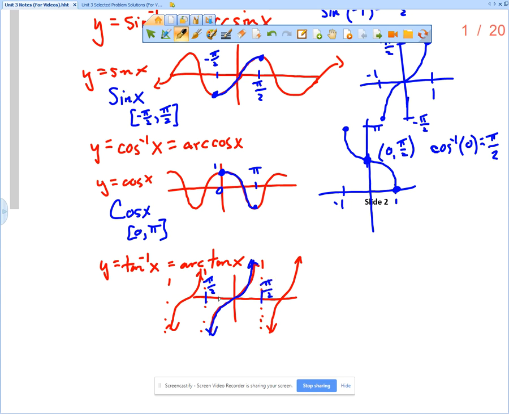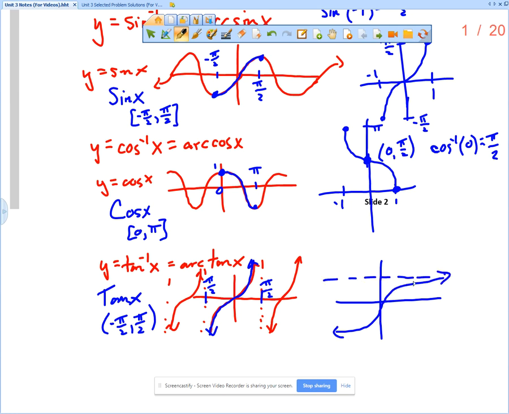But it's important to remember there are asymptotes there. So the capital T tangent x function is restricted to be between negative pi over 2 and positive pi over 2, but not including those. So we use parentheses rather than brackets. And so then what does the inverse tangent graph look like? Well, it actually looks like this. And it has a horizontal asymptote of positive pi over 2 and a horizontal asymptote of negative pi over 2. So this is an example of a graph that has different asymptotes to the right and to the left.